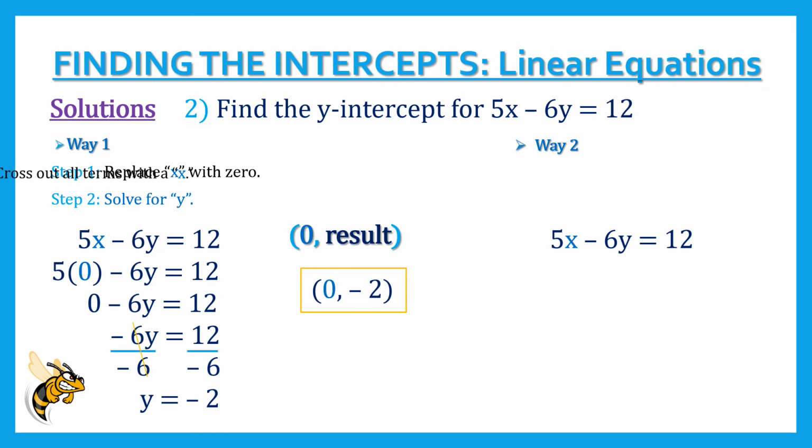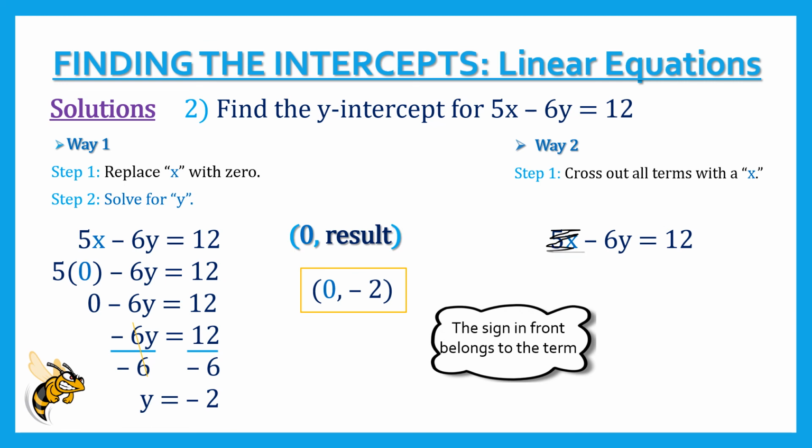Way 2, if you chose to do it way 2, you cross off the term with the x. Remember, the sign in front of the term belongs to the term. We're going to solve for y, so this is negative 6y equals 12. So divide by negative 6. So y is equal to negative 2, and the answer is the same.